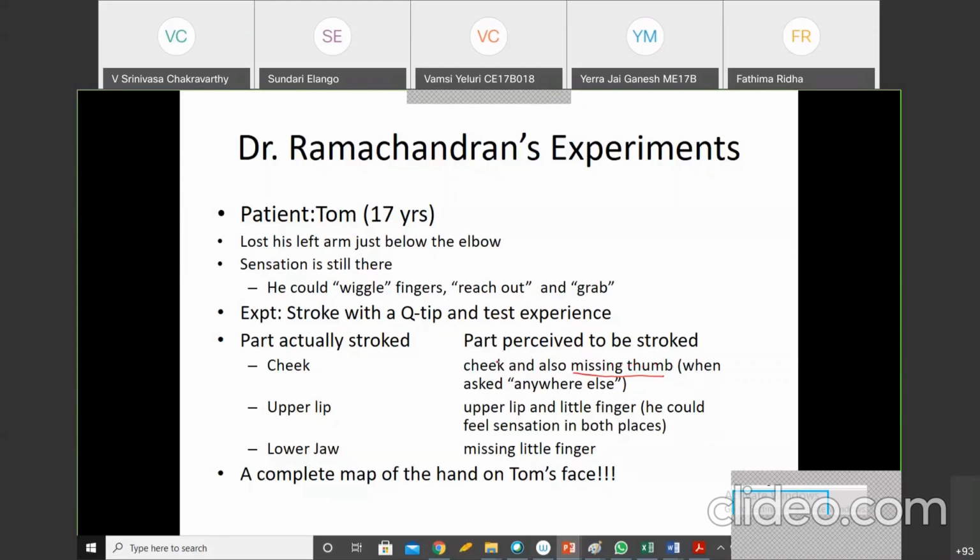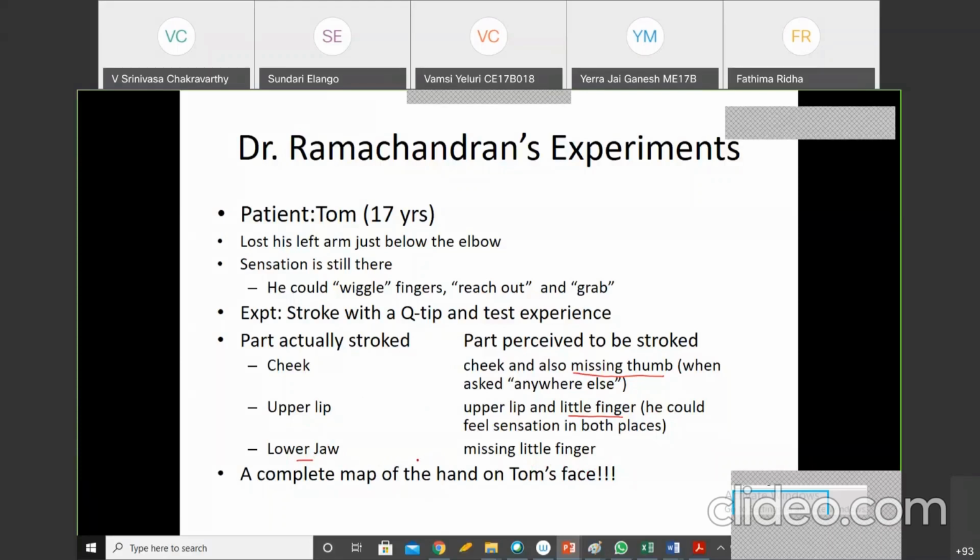Okay, so he would ask him, where am I touching? He says cheek. Then he would ask, do you feel sensation anywhere else? Then he would say that his missing thumb is being touched. Similarly, when the upper lip is touched, he would say that the upper lip is being touched. In addition, the little finger of the missing arm is also being touched. So he could feel sensation in both places, which seems weird because how can you feel sensation in both places simultaneously, right? But that's what he was feeling. Similarly, when the lower jaw is touched, he could find the sensation only in the missing little finger, but not in the lower jaw.